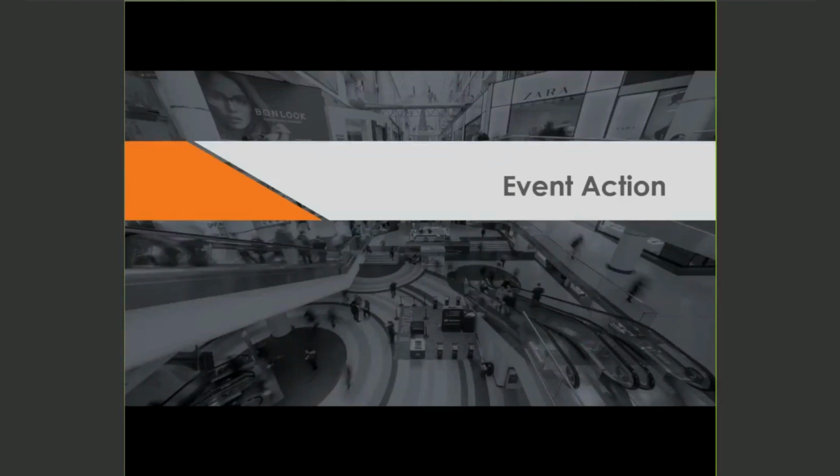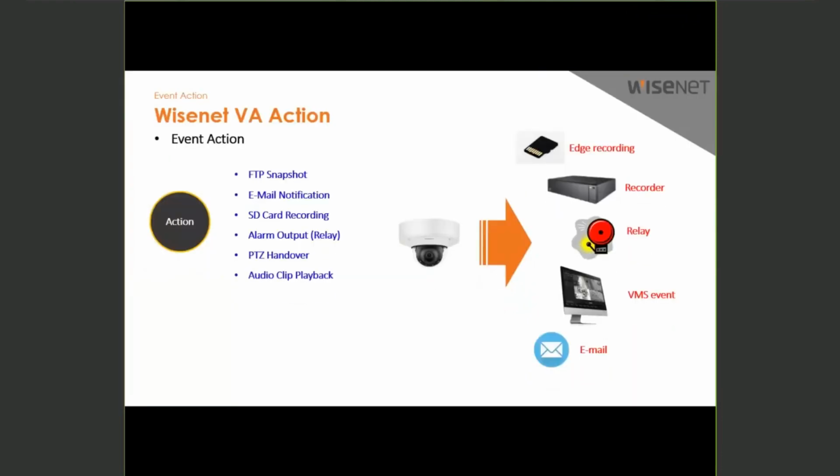Okay, so far we have looked at event triggering. Then how can we use event actions? Our camera can support these kinds of event actions. First one is FTP snapshot and email notification. Of course, you have to connect your camera to the internet for this case. Then SD card recording and alarm output, which is a relay. And we can use PTZ handover. And you can also use the audio clip playback function.